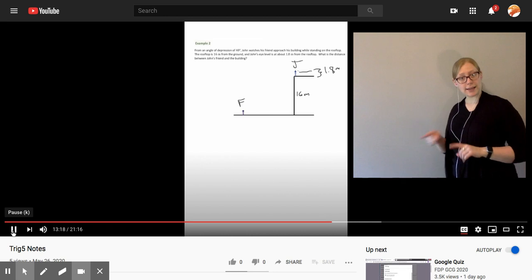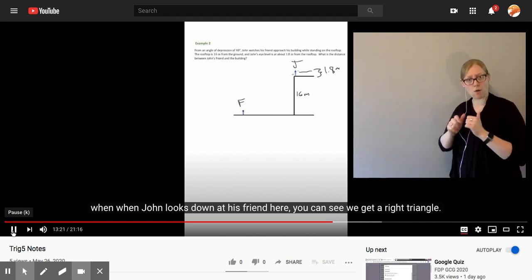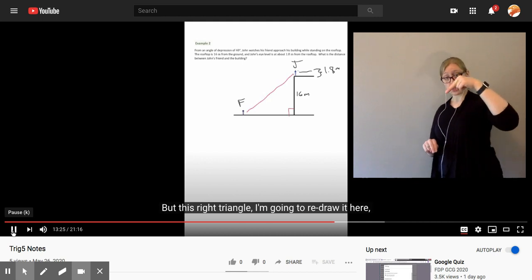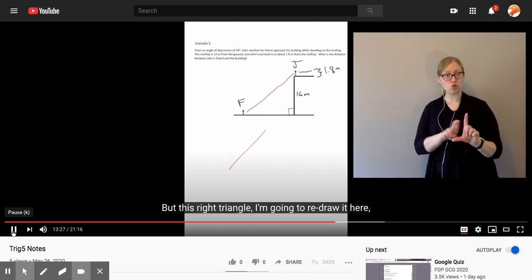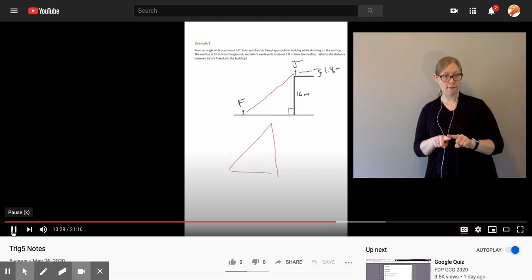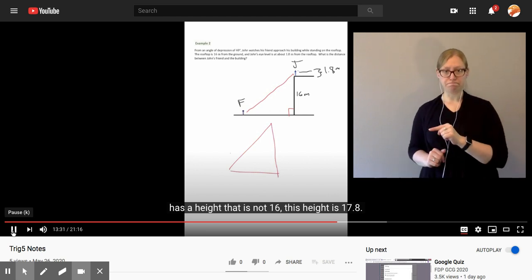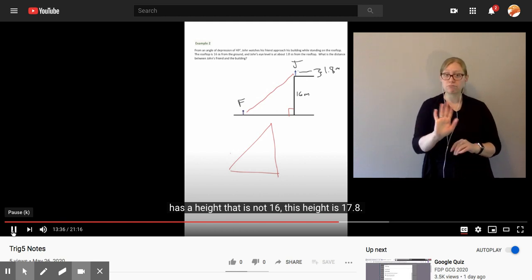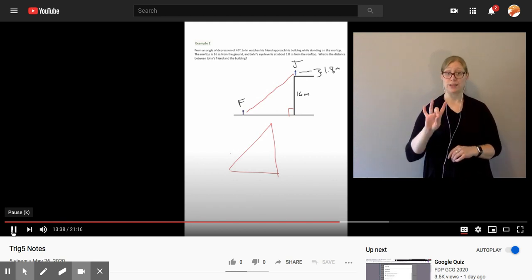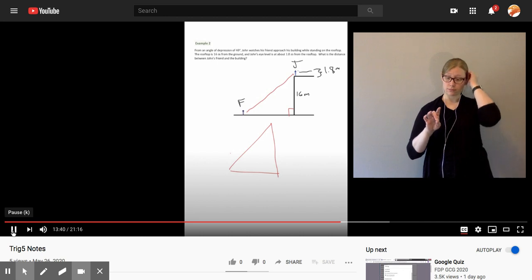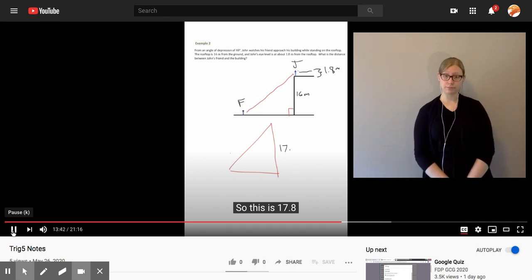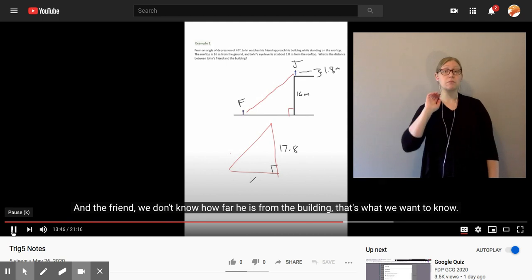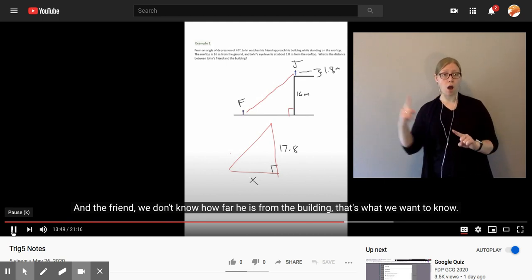So when John looks down at his friend here, you can see we get a right triangle. But this right triangle, I'm going to redraw it here, has a height that is not 16. This height is 17.8. Oops. So this is 17.8. And the friend, we don't know how far he is from the building. That's what we want to know.